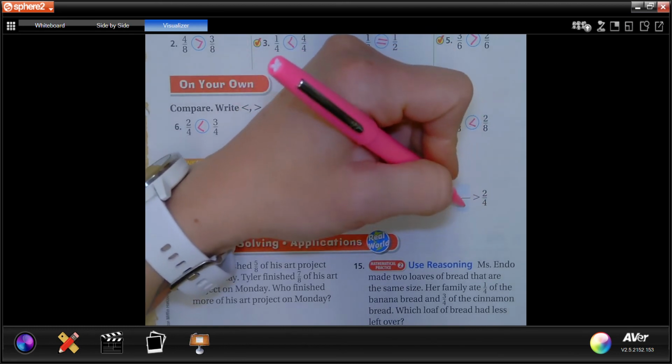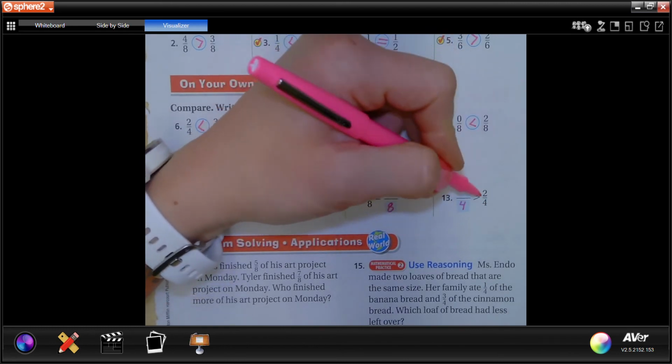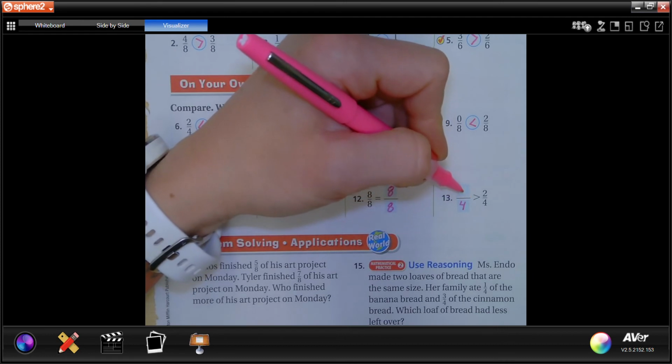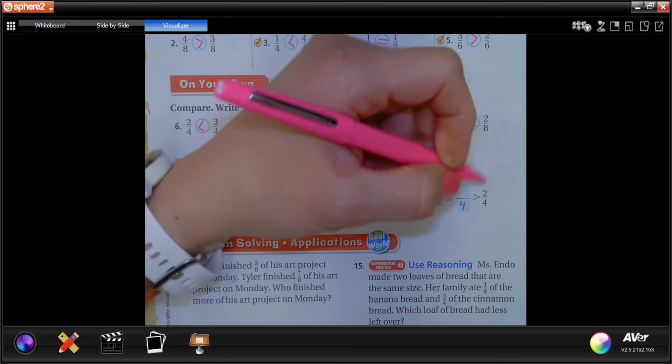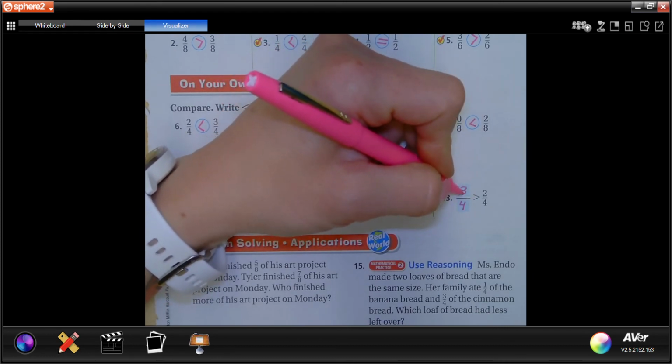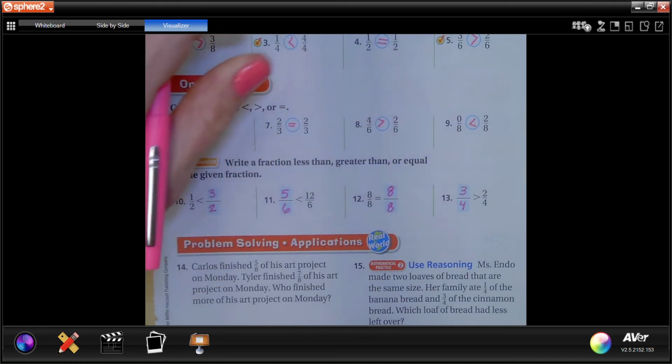And then we have 2/4. We know that our denominator is 4. What number is greater than 2? There's lots of them, so let's go with 3. 3/4 is greater than 2/4.